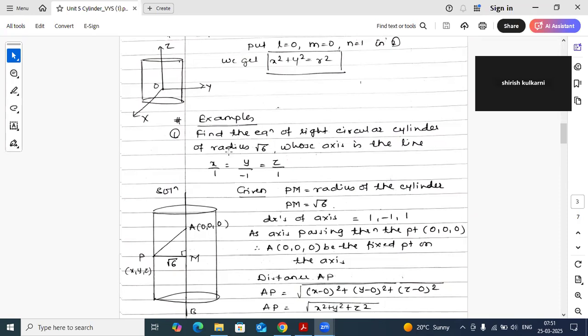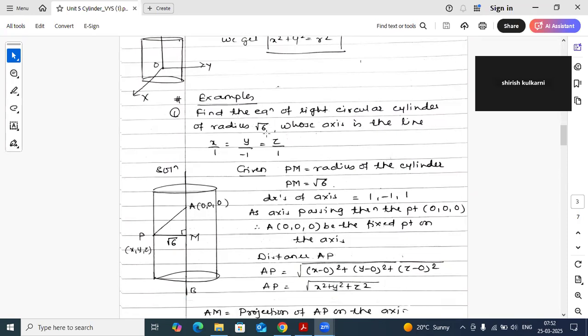In the last lecture we have seen the problems on right circular cylinder. Now let us take another problem. Find the equation of right circular cylinder of radius root 6 whose axis is the line x by 1, y by -1, z by 1.